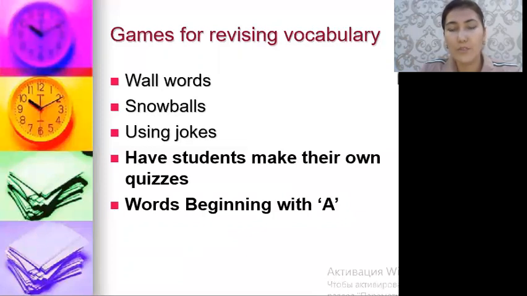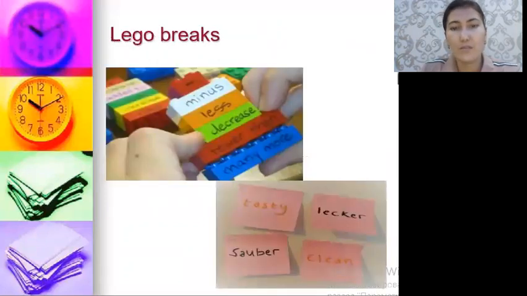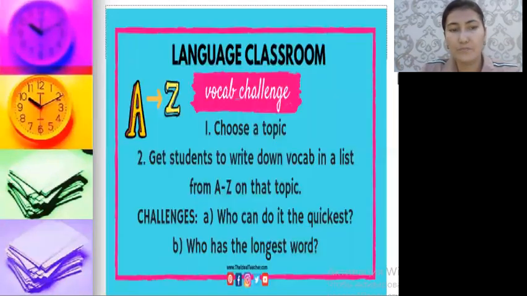While revising vocabulary, you can ask your pupils to find nouns, verbs, or names of fruit, names of animals, words that begin with A or any other letters, with B, with C. So Lego bricks, you can use Lego bricks in order to write synonyms of the word or antonyms of the word, or just paper stickers.